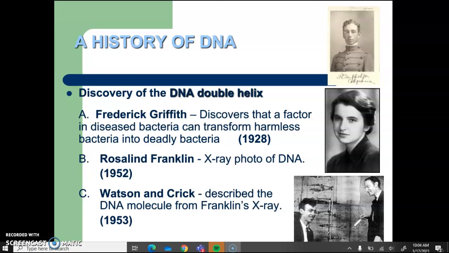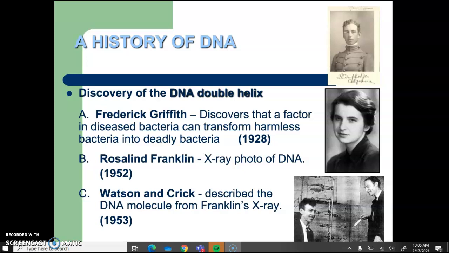There were some other studies as well that we've skipped over this year that led to this point, but in 1952, Rosalind Franklin, who was also working on trying to discover the structure of DNA and what it looked like, actually produced the first X-ray photo of DNA. And that was really significant at the time because nobody had known what DNA actually looked like. Basically, the X-ray photo produced kind of like a shadow of it and allowed scientists to figure out what the structure would look like.